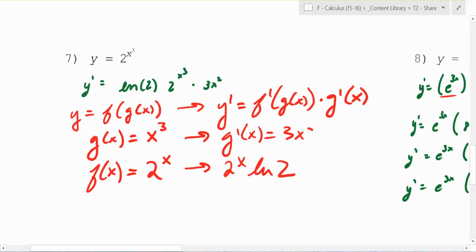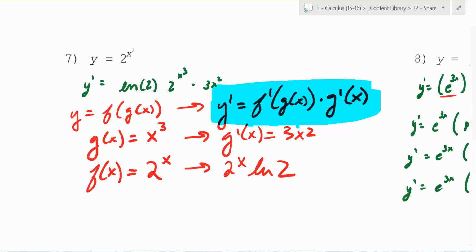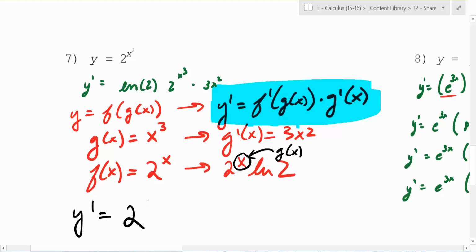3x squared. So what you do is you actually just fill in this chart right here with those values. So you're plugging g of x into f prime. So here's f prime, and you're plugging g of x in right there. So what do you get? y prime is therefore equal to 2 to the cubed ln 2.